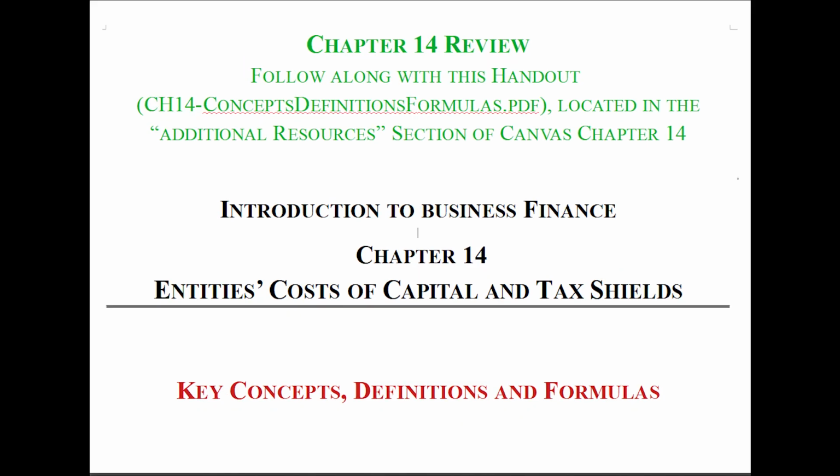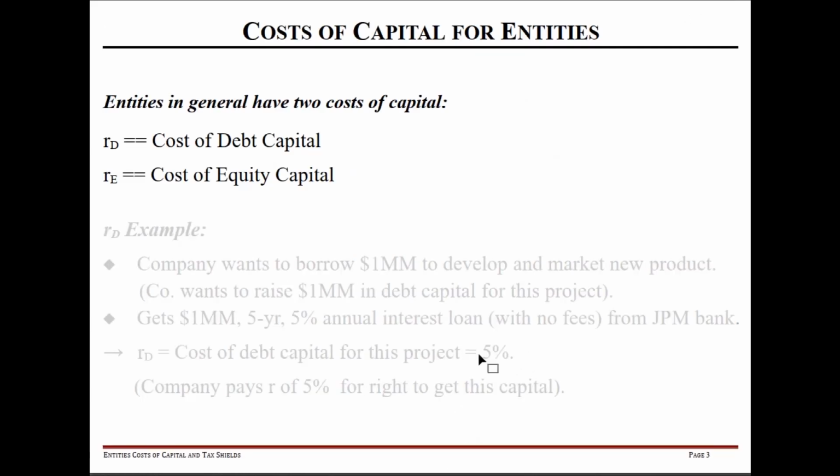Okay, so handout 14 is all about costs of capital for entities and associated tax shields. So let's, as usual, as they say, jump right in.